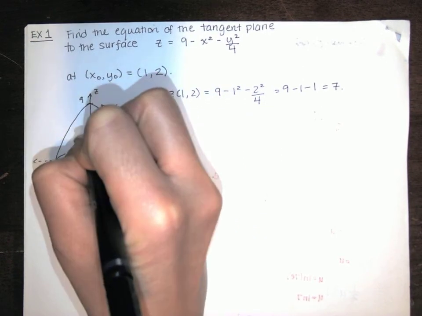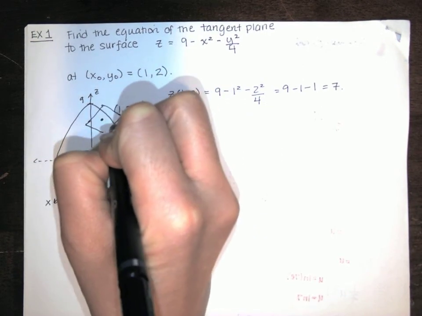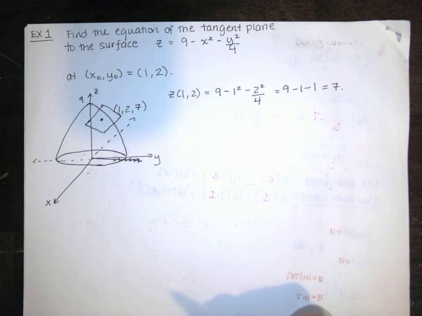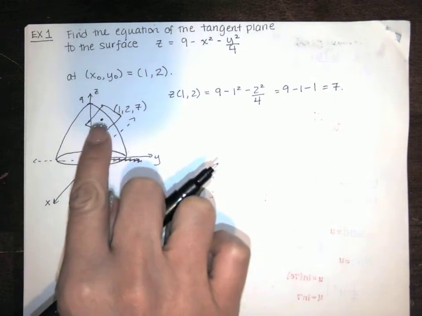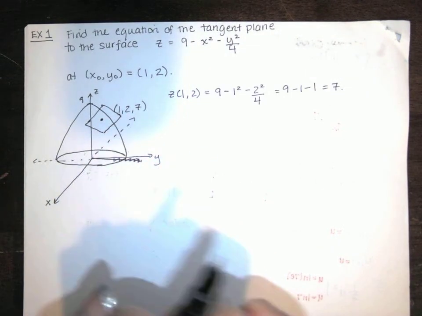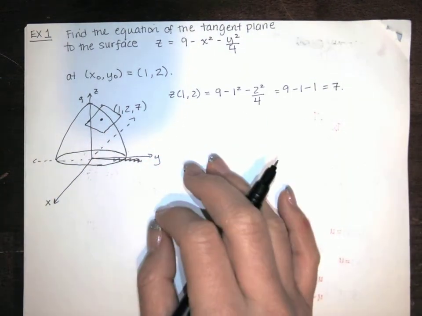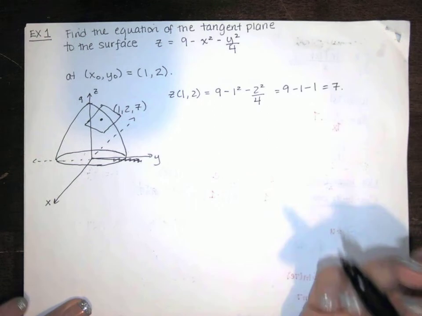And we want a tangent plane right there. Of course, I'm just showing you a little patch of the tangent plane, not the whole thing. It doesn't look very tangent to the surface. I'm sorry, guys, but that's the idea. We want the tangent plane at 1, 2, 7, which is approximately right there with my very rough sketch. Okay, so how do we do it?